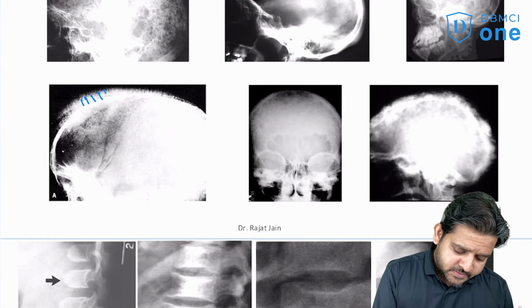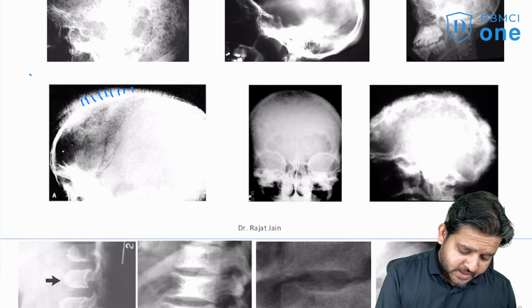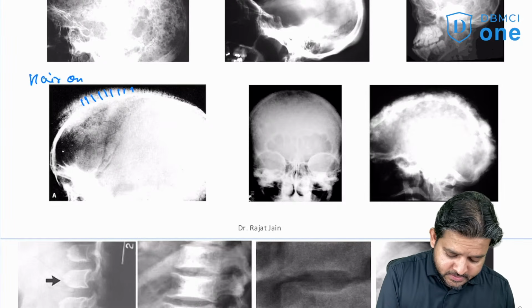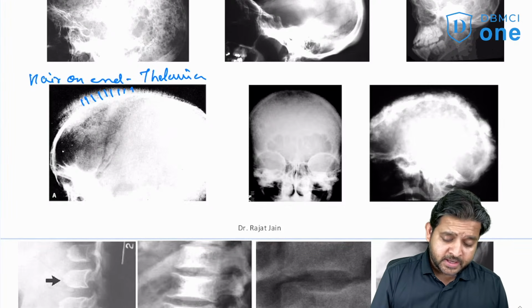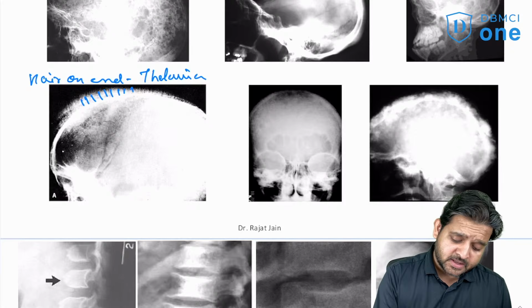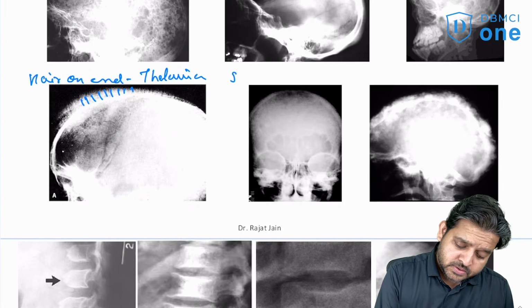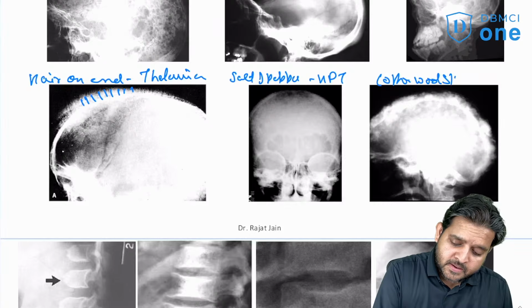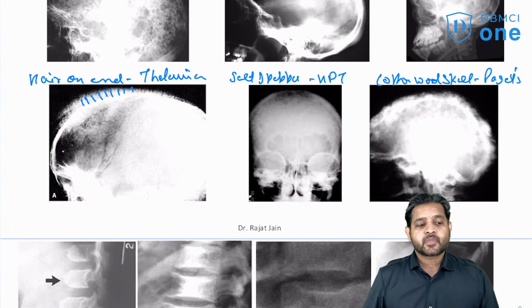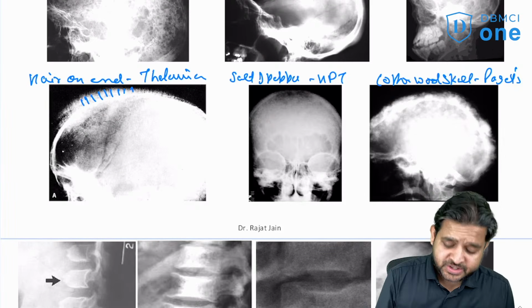Okay. And what is this? Now this is called a hair on end appearance. But you have to promise me that you are not doing any of them wrong in the paper. Right? Thalassemia. Hair on end appearance is seen in thalassemia. And this is salt and pepper appearance of hyperparathyroidism, and this is called as cotton wool skull. Cotton wool skull of Paget's disease. Cotton wool skull of Paget's disease, right?